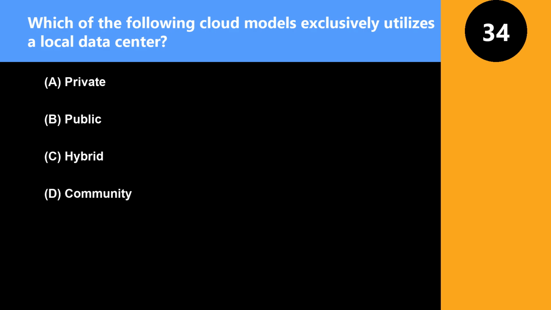Question 34. Which of the following cloud models exclusively utilizes a local data center? Option A, private. Option B, public. Option C, hybrid. Option D, community. The correct answer is option A, private.